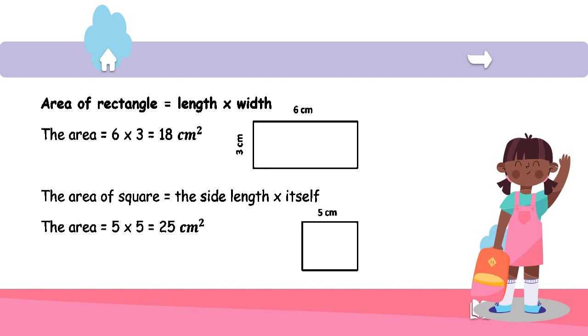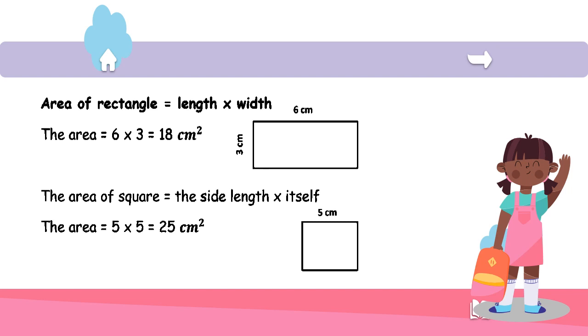Look here at this rectangle. I want to calculate the area of this rectangle. The area equals length by width. Length equals 6 and width equals 3. So the area is 6 by 3 equals 18 centimeters squared. This is the area of a rectangle, length by width.